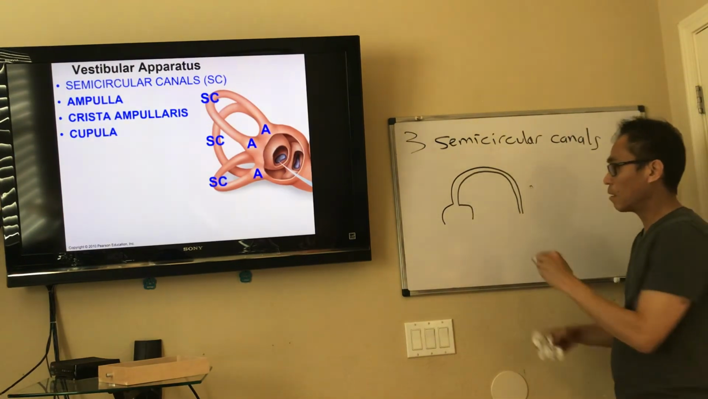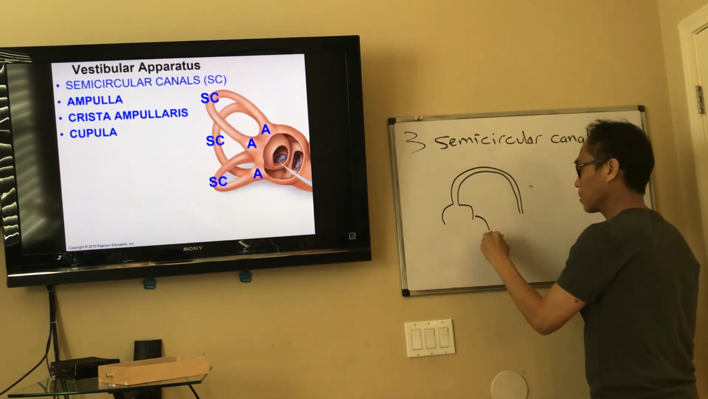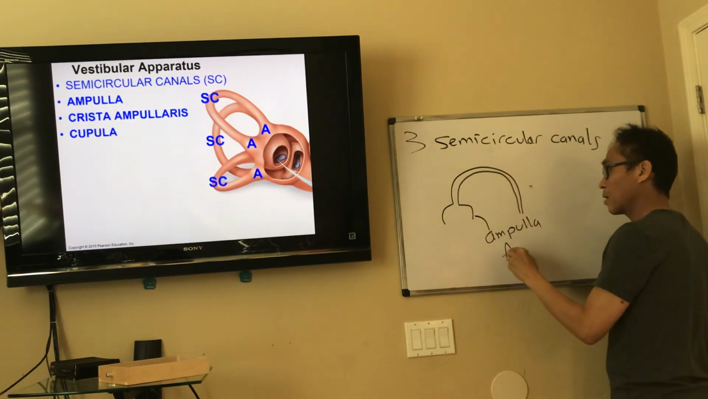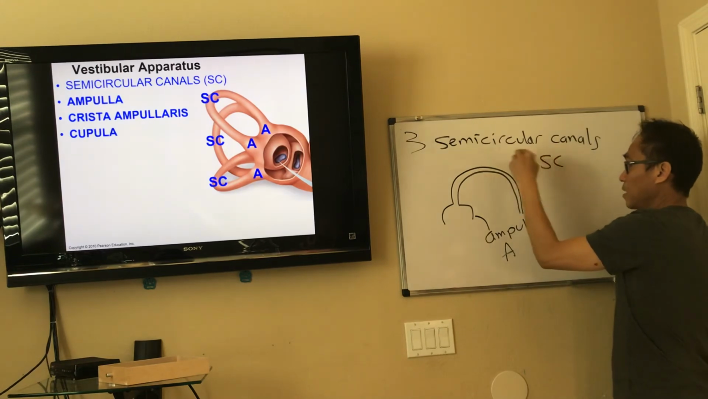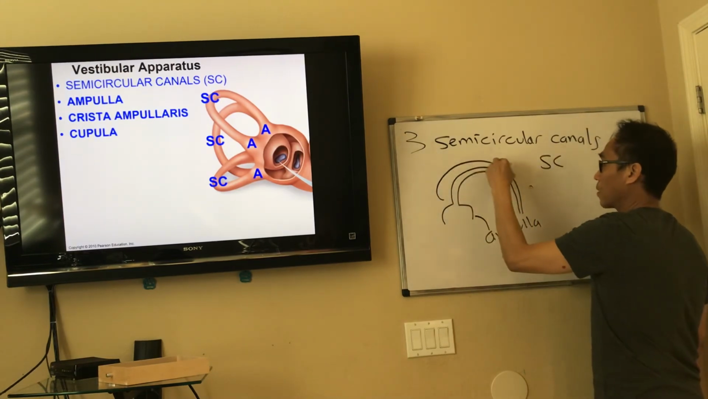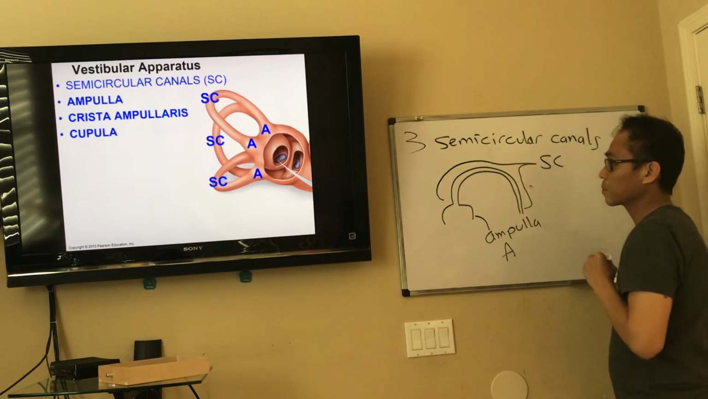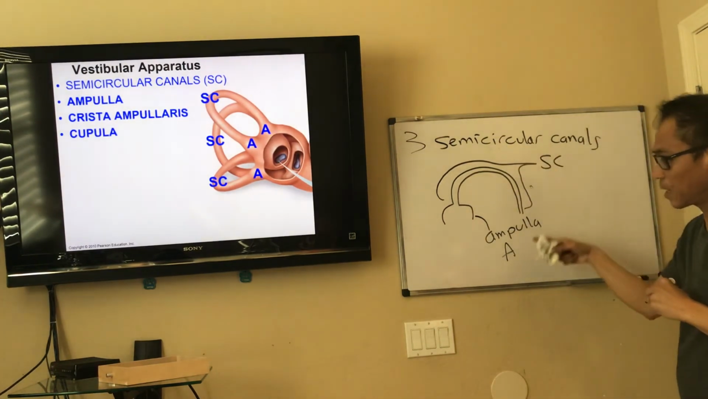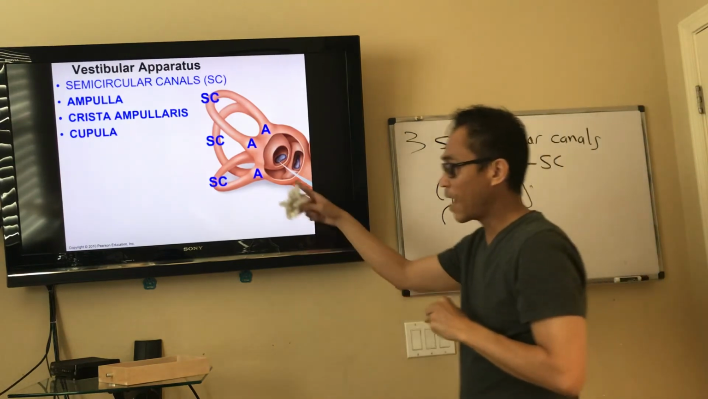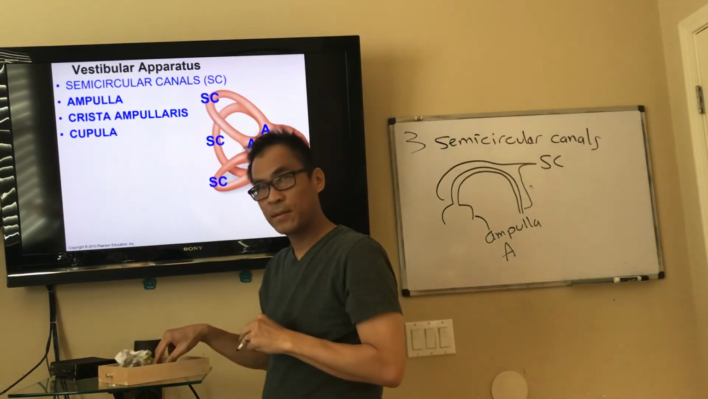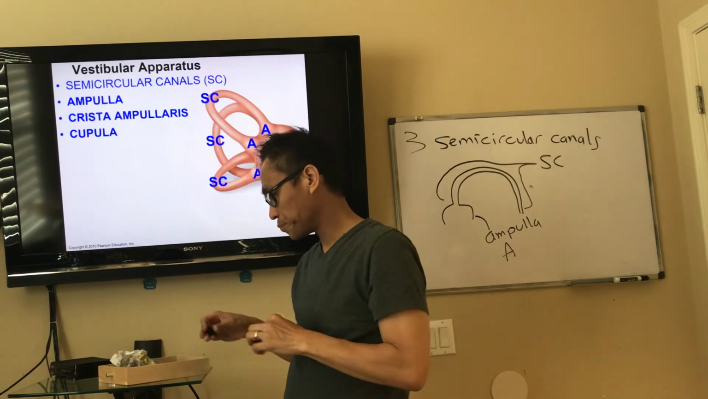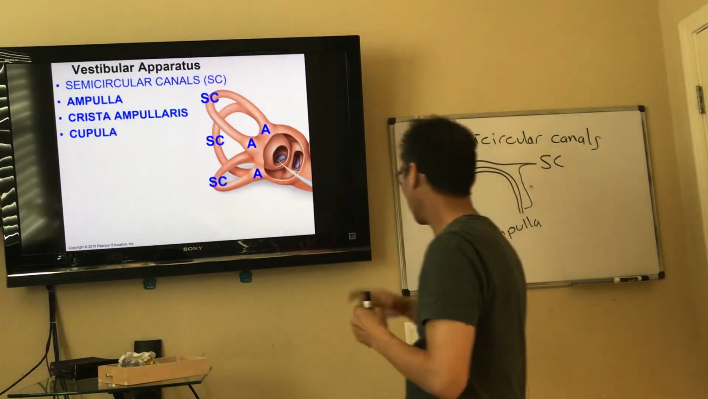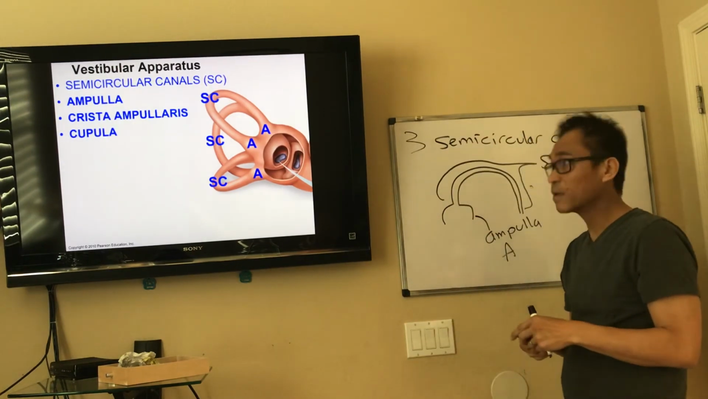The base is called the ampulla. In the figure there, I call it A. And the other thing, SC, from there to there, is the semicircular canal, right there. So SC is semicircular canal, A is the ampulla. Now the ampulla has the sense organ in it, and it's called the crista ampullaris. So let's look at it on the next slide.